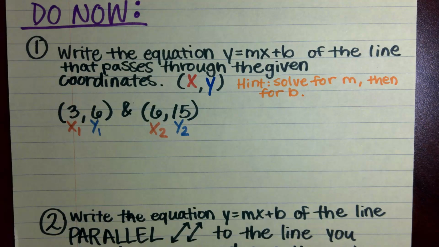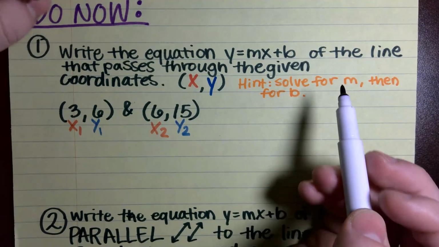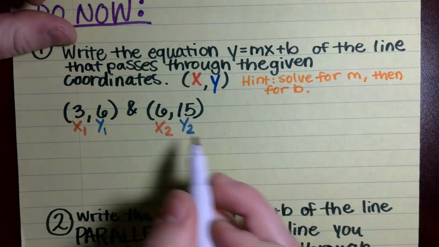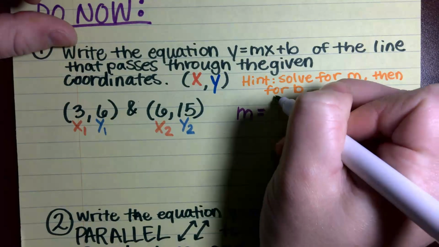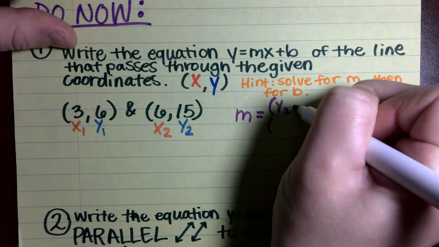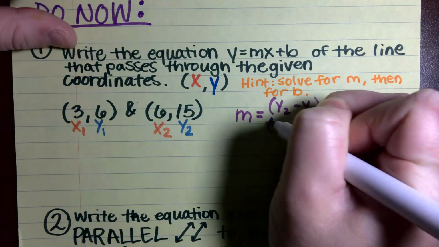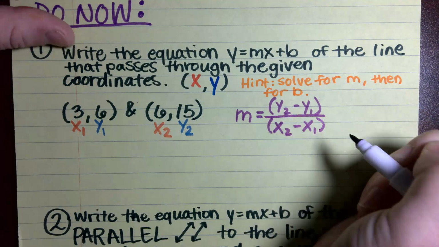Plug them in. What am I going to plug them into? Ooh, yes. Guys, we're going to use the slope formula. Before we can write any equation, we have to solve for our slope. We need a slope to have an equation. So I'm going to write out that formula as just a little reminder. We're going to be doing y2 minus y1 over x2 minus x1.